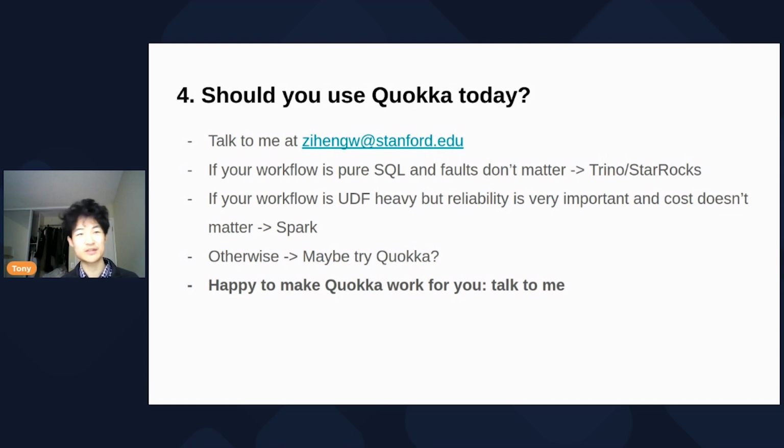Now, if your workflow is pure SQL, and fault recovery doesn't really matter, there are solutions like Trino and StarRocks, which is, I believe, commercialized now as CelerData or something, that will solve your problem a lot better. And if your workflow is UDF heavy, but reliability is very important, and you don't really care about speed, and you want to go with some established solution, then I think you should stay with Spark. Otherwise, if you have some workflow that is taking a lot of time, has a lot of UDFs, maybe you could try Quokka. And I'm definitely happy to make it work for your use case. So you can contact me here.